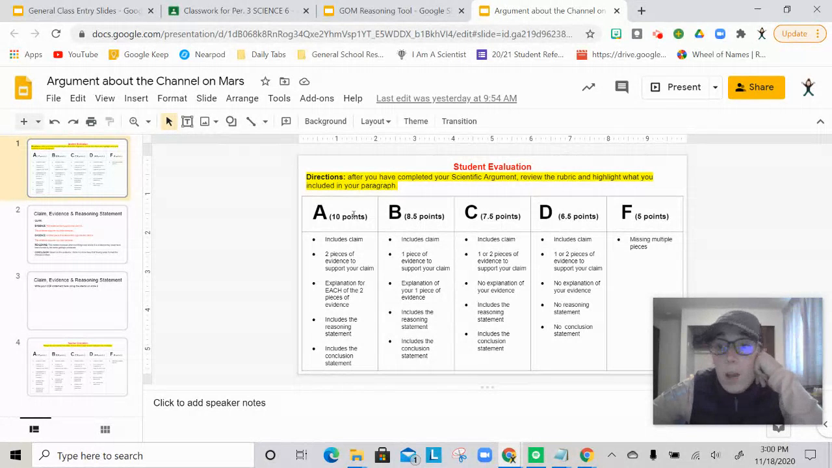Remember, I said my hope for all of you is you're focused on the A to B range. The key difference between the A and the B is a B uses only one piece of evidence to support your claim, while an A uses two pieces of evidence. Everything else is the same. So whether you want an A or a B, you need to include a claim, you need to include evidence, you need to explain the evidence that you include, the reasoning statement, and you need to include the conclusion.